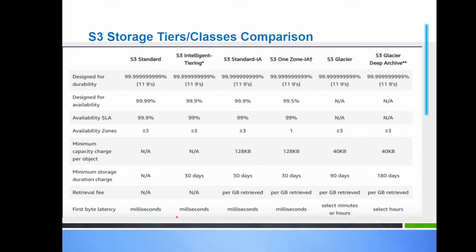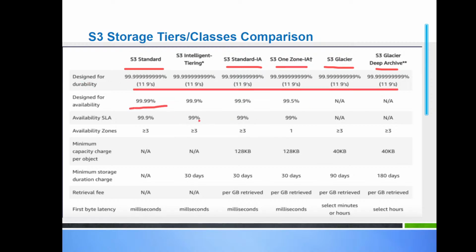Any question in this? So here, this is a summary chart of your storage classes. S3 Standard, Infrequent Access, One Zone, Glacier, Deep Glacier. You can see durability, all have 11 nines of durability. Availability, Standard has the highest level of availability, that is 99.99. Infrequent Access 99.9, Infrequent Access One Zone 99.5. Glacier, Deep Glacier, again they have three availability zones. They are always highly available.